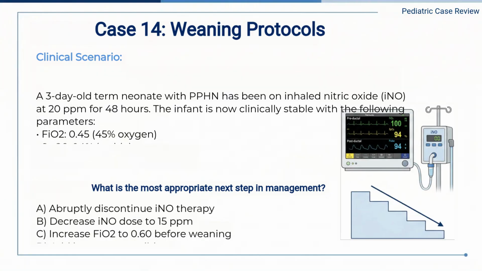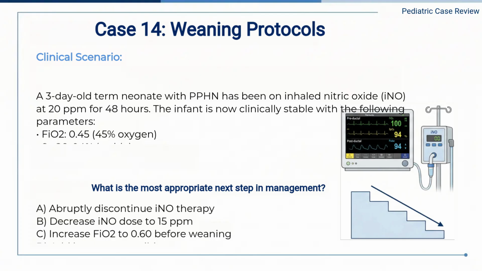Case 14. A 3-day-old term neonate with PPHN has been on inhaled nitric oxide at 20 parts per million for 48 hours. The infant is now clinically stable with the following parameters: inspired oxygen fraction 45%, oxygen saturation 94% and stable, heart rate 140 beats per minute, blood pressure normal for age, and no signs of respiratory distress. What is the most appropriate next step in management?